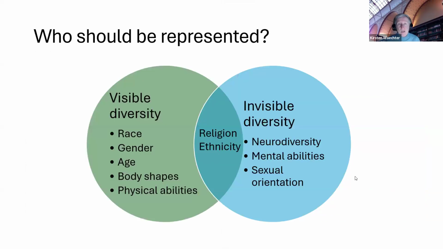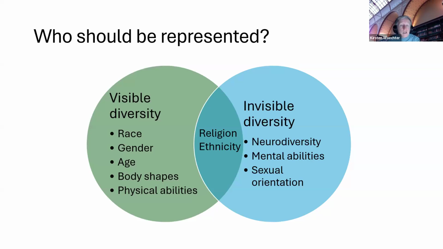So who should be represented? Well, we have visible diversity and we have invisible diversity. And I put religion and ethnicity in the middle because, like what Maria said about Armenia, we have a lot of ethnic diversity that isn't visible, but it's there. Invisible diversity would be sexual orientation. Some people think it is visible. I definitely disagree. Also neurodiversity and mental abilities. Visible could be race, gender, even though that's also arguable, age, body shapes, and physical abilities.